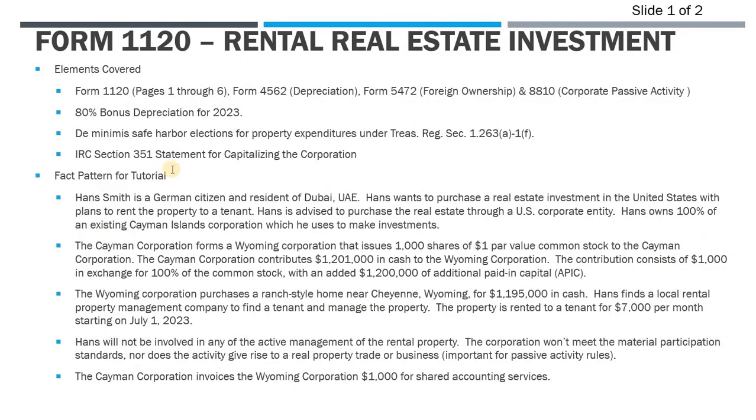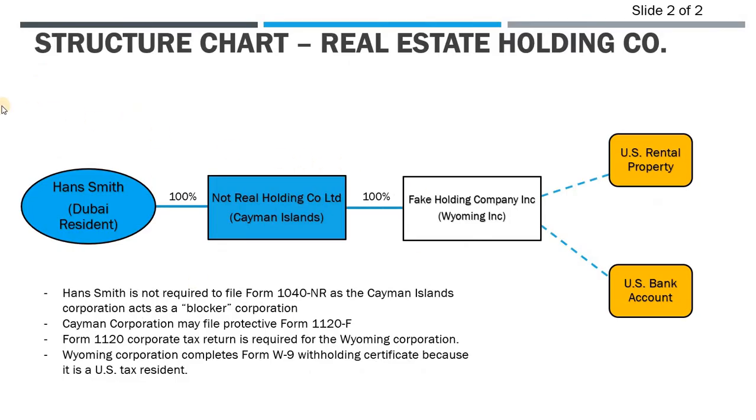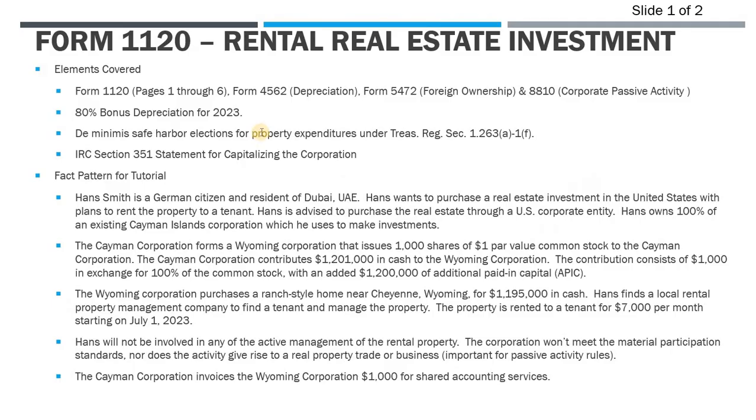And then lastly, you've got just two slides here covering the fact pattern, which we're going to go over, and then a structured chart here on the second slide to try to better illustrate how this thing was set up. So if we start with the first slide here, then we'll get into the structured chart, and then the financials, and then the tax return itself. So what's all included here?